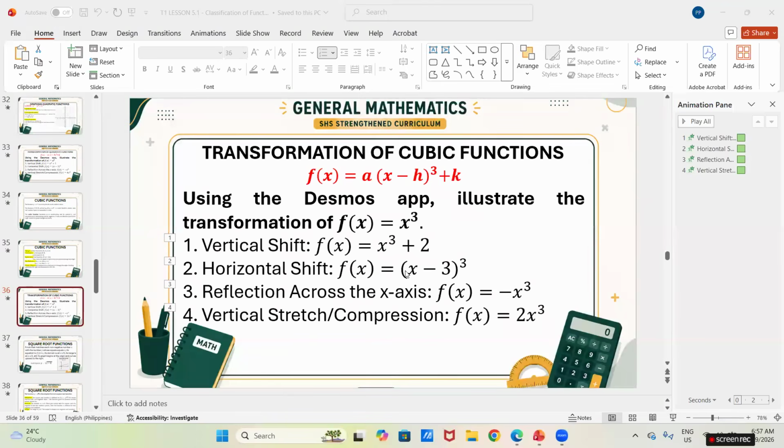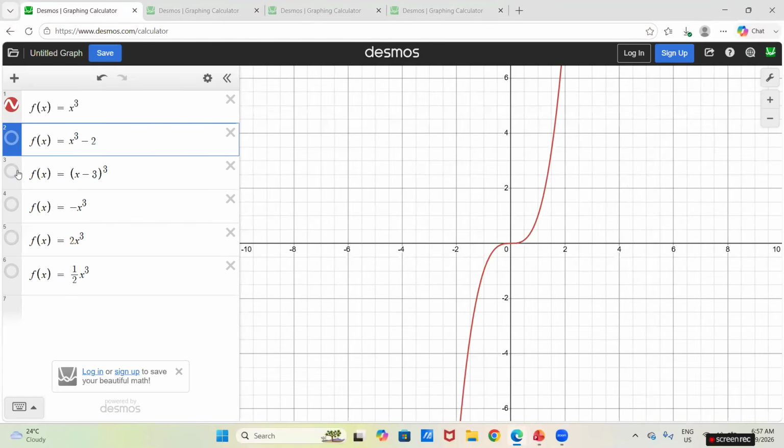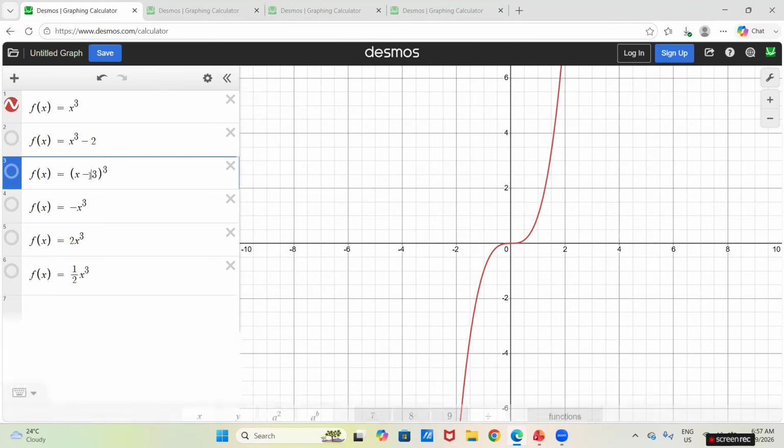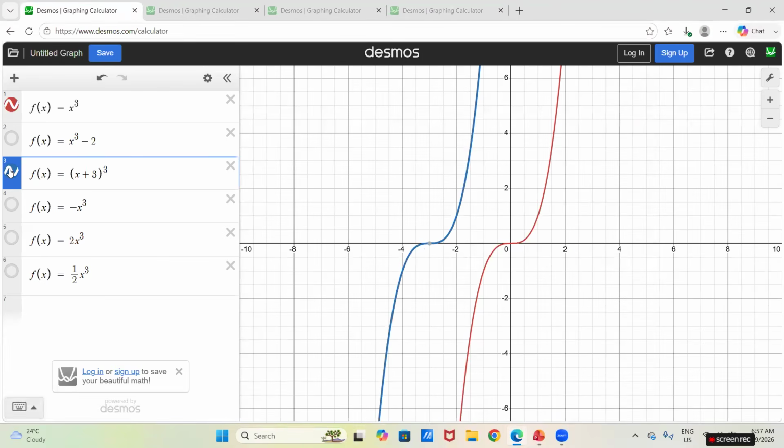For the horizontal shift, when it is negative, it means it will move to the right. Let's check that one. Did you see it? It moves 3 units to the right. Now, if I make this positive, just make it the opposite, then this positive 3 means it will move to the left of the original graph.